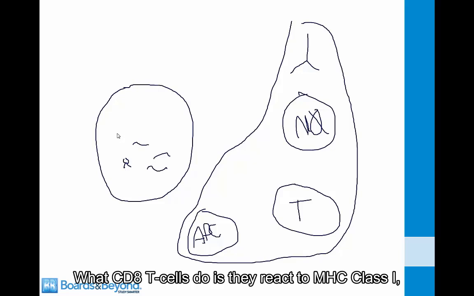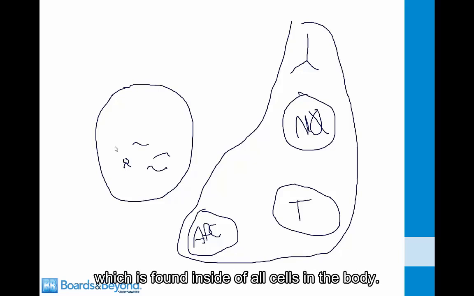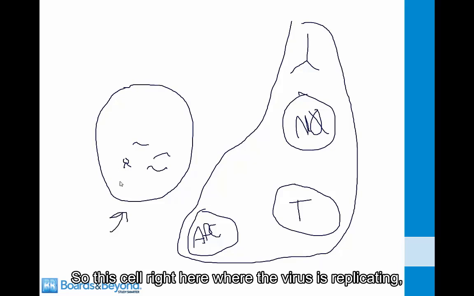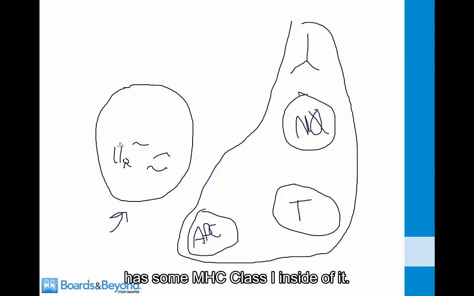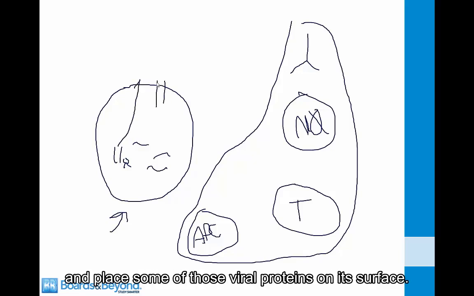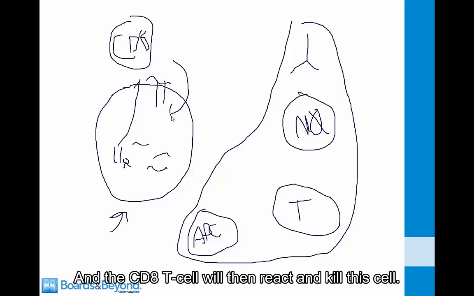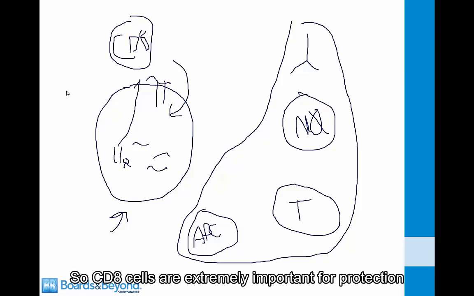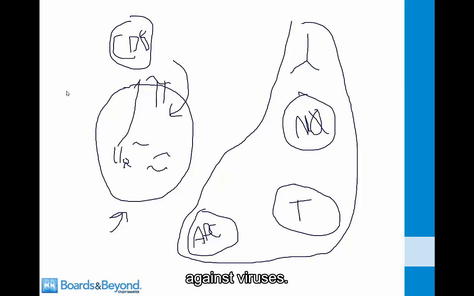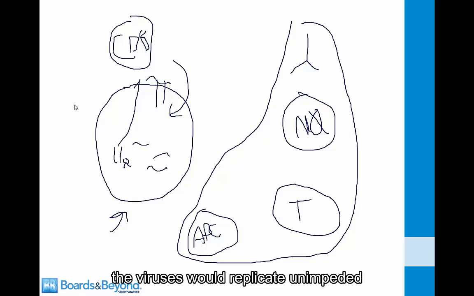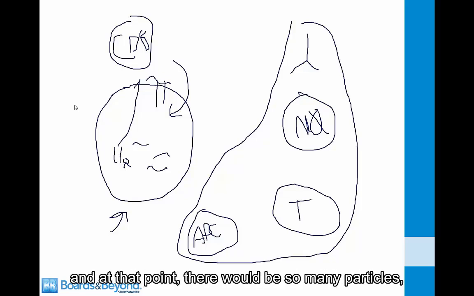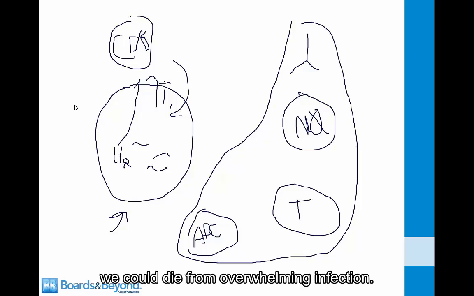What CD8 T cells do is they react to MHC class I, which is found inside of all cells in the body. So this cell right here, where the virus is replicating, has some MHC class I inside of it, and it will go to the surface and place some of those viral proteins on its surface, and the CD8 T cell will see this, and the CD8 T cell will then react and kill this cell. So CD8 cells are extremely important for protection against viruses. If we didn't have them, the viruses would replicate unimpeded until they ruptured the cell and spilled out, and at that point there would be so many particles we could die from overwhelming infection.